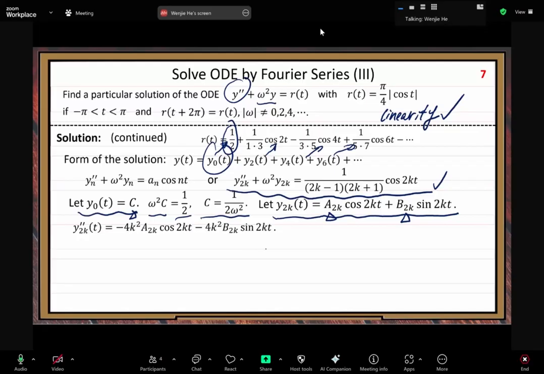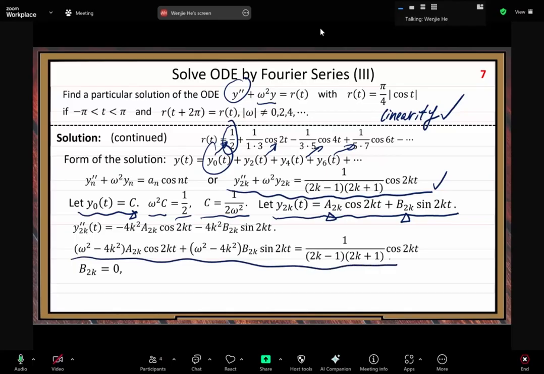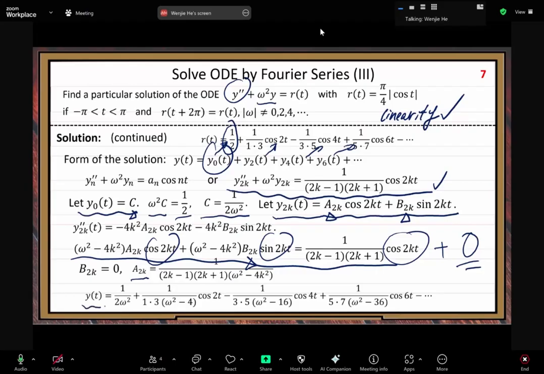You take double derivatives, and you have that. You need to be very patient to do the calculation. Here we do the calculation carefully. After we derive this equation, we compare the cosine part and the sine part. The right-hand side has no sine part, so it is 0. That's why all the B coefficients become 0. For the cosine part, we can find the capital A sub 2k. Then we can write the final particular solution in this way.